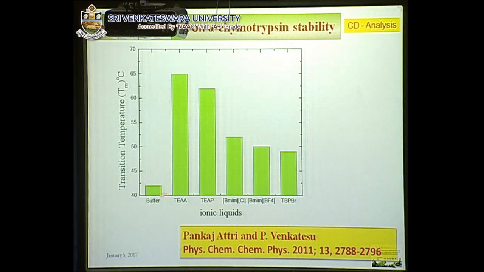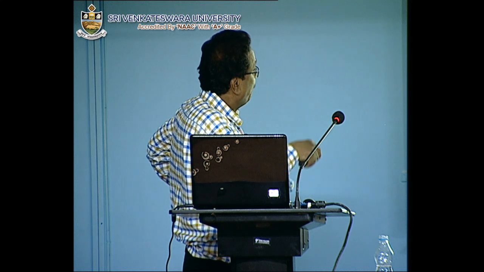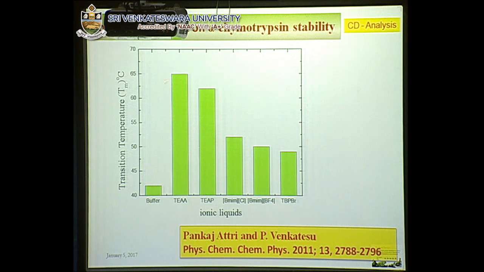So, first you may see clearly here, the protein in the presence of buffer, which we are using as the control point. In the presence of buffer, the protein starts to denature at 42 degrees Celsius. Whereas in the presence of ionic liquid, you may see the transition temperature rapidly increased up to 65 degrees Celsius, which is obviously higher than the buffer point. So that indicates this ionic liquid is providing protection up to 65 degrees Celsius. The other ionic liquids also behave with a similar trend.